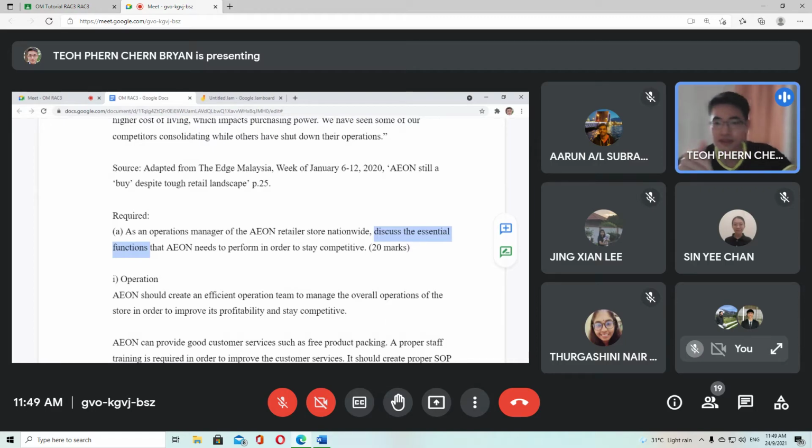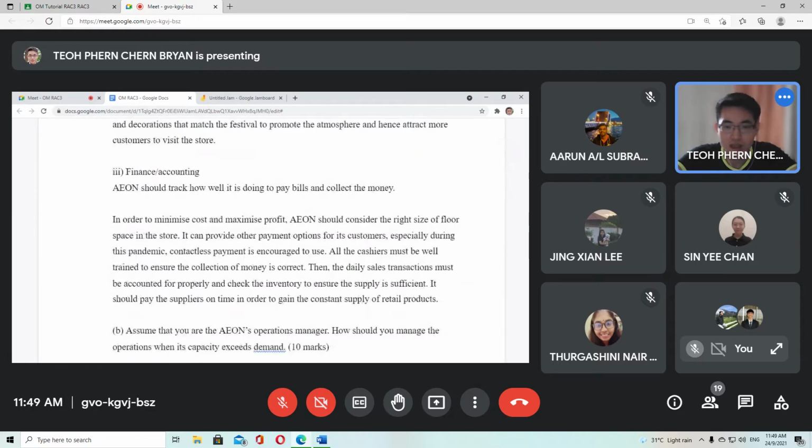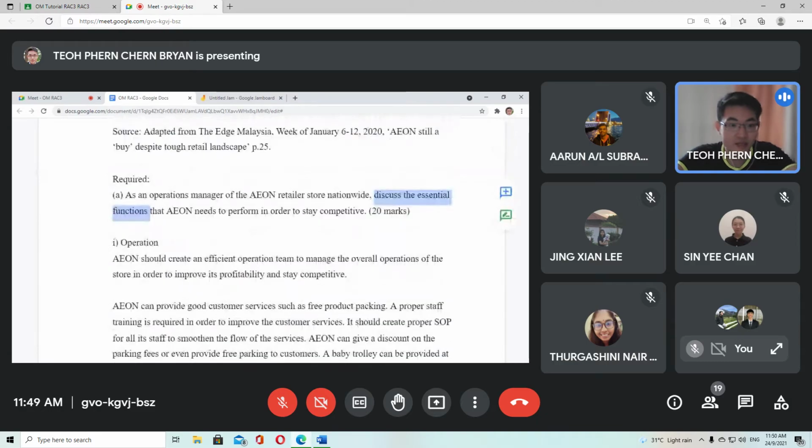Okay, so discuss the essential functions. In this case, operations, marketing, and finance. You want to add others also can, right? Logistics, IT, warehousing, up to you. Okay, you can add others. What can Aeon do to stay competitive? What can they do? Okay, and then you group your answers within each department.